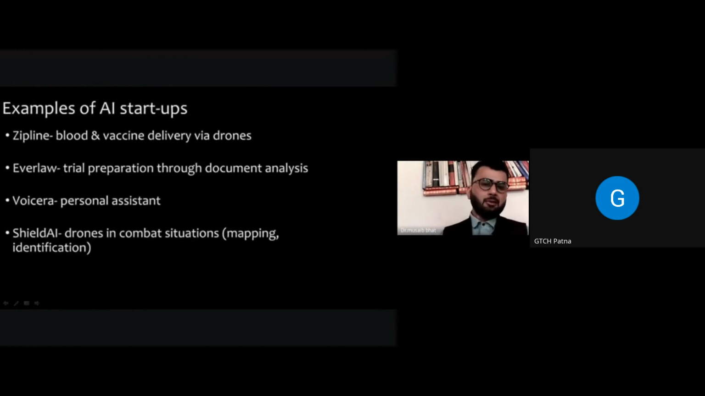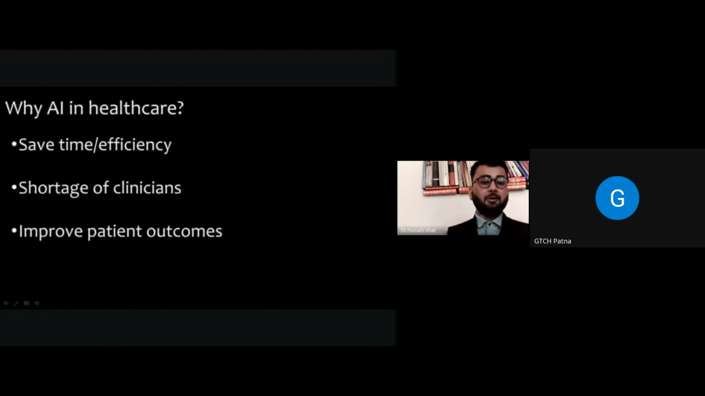So these are some examples of other AI startups that are there in the market. We have Zipline. It's a blood and vaccine delivery via drones. This is in the US and European countries. It is able to locate the health facilities where it will drop this blood and vaccine. Everlaw is a trial preparation through document analysis. Vicera is a personal assistant. Shield AI is a type of AI drone that is used in combat situations. It includes mapping and identification.